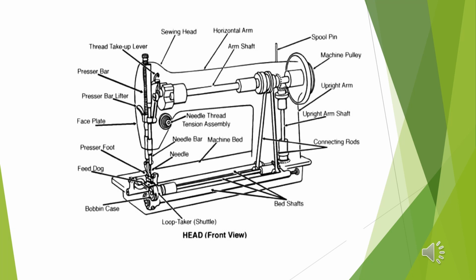loop taker, bobbin case, feed dog, presser foot, face plate, presser bar lifter, presser bar thread take up lever. We have the needle thread tension, needle bar, and the needle. So make sure you get conversant with the parts of a sewing machine, and you can be able to indicate a certain part and its name when asked to name the parts of a sewing machine.